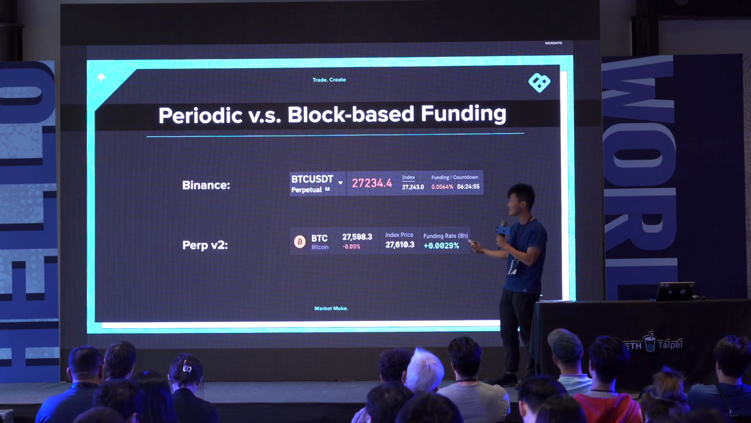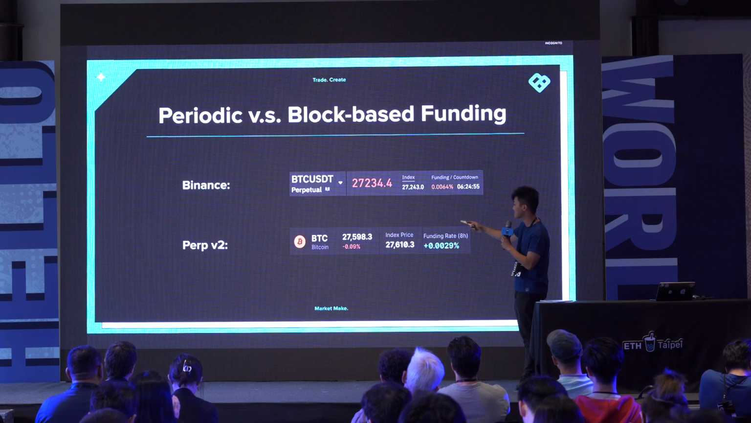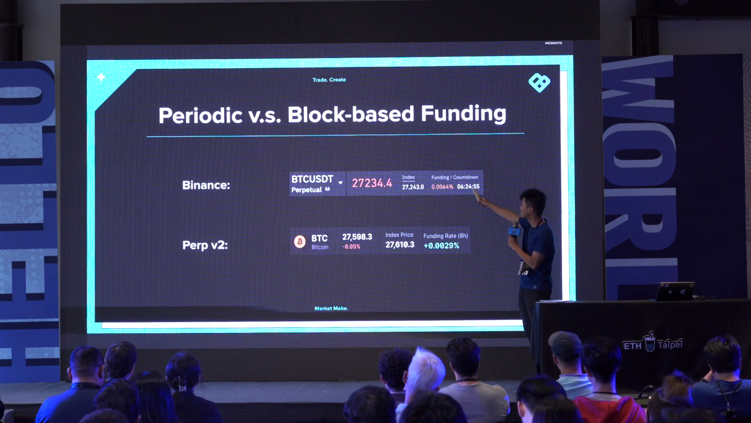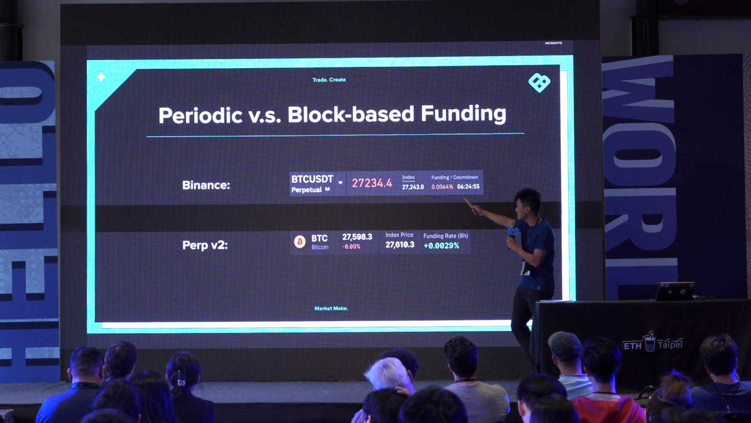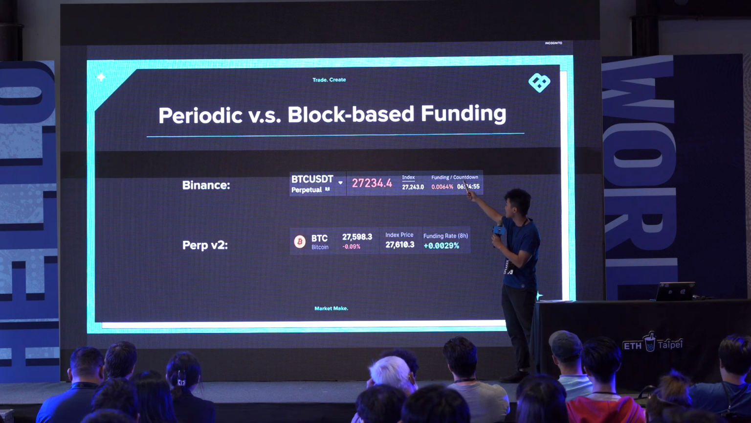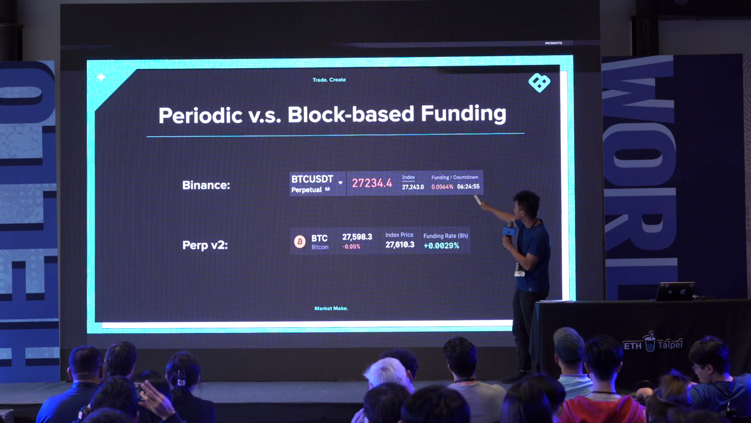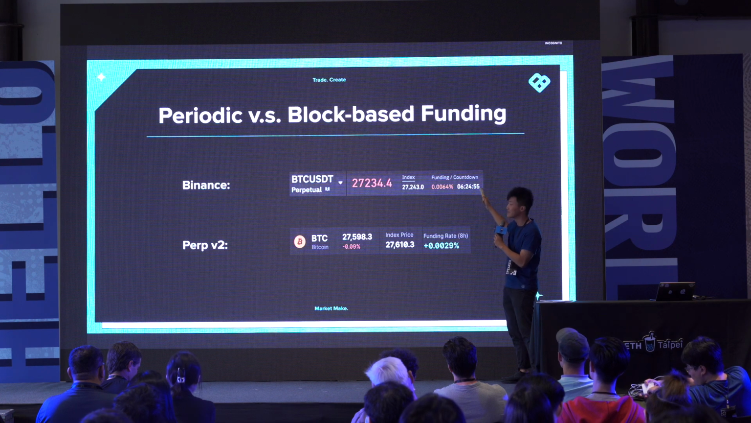Here is an example screenshot of the two mechanisms. We can observe that most of the things are the same. However, there's a difference. I don't know if you can see it or not. There's a countdown. They both have funding, but there's an extra countdown on Binance, and that means until the next funding event, it will be another 6 hours and 24 minutes.